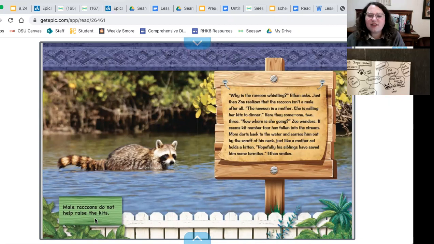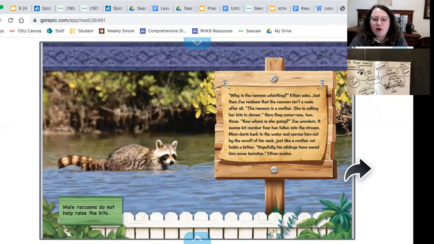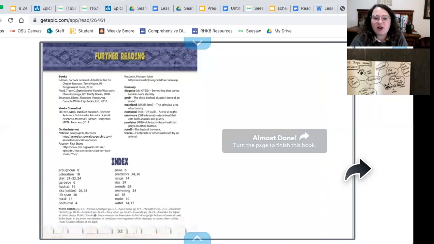Why is the raccoon whistling? Ethan asks. Just then, Zoe realizes that the raccoon isn't a male after all. The raccoon is a mother. She is calling her kits to dinner. Here they come. 1, 2, 3. Now where is she going? Zoe wonders. It seems kit number 4 has fallen into the stream. Mom darts back into the water and carries him out by the scruff of his neck, just like a mother cat holds a kitten. Hopefully his siblings have saved him some dinner. Ethan smiles. All right, here's our last page.